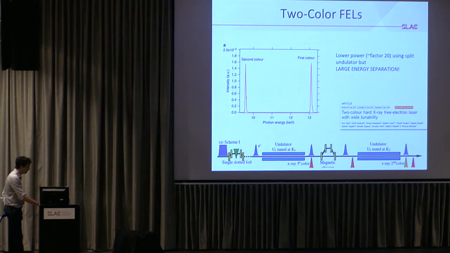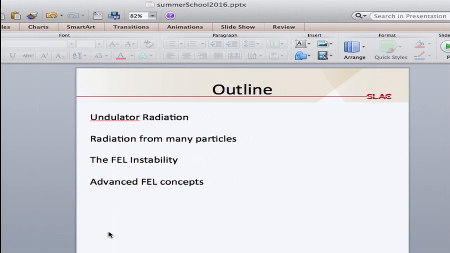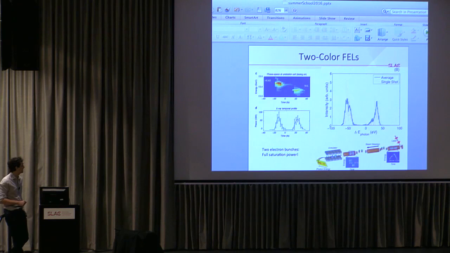Of course, the limitation of this is that you can't saturate either of the two, right? So for applications that require a lot of power, your best bet is to make two electron bunches and then have each bunch emit its own pulse.